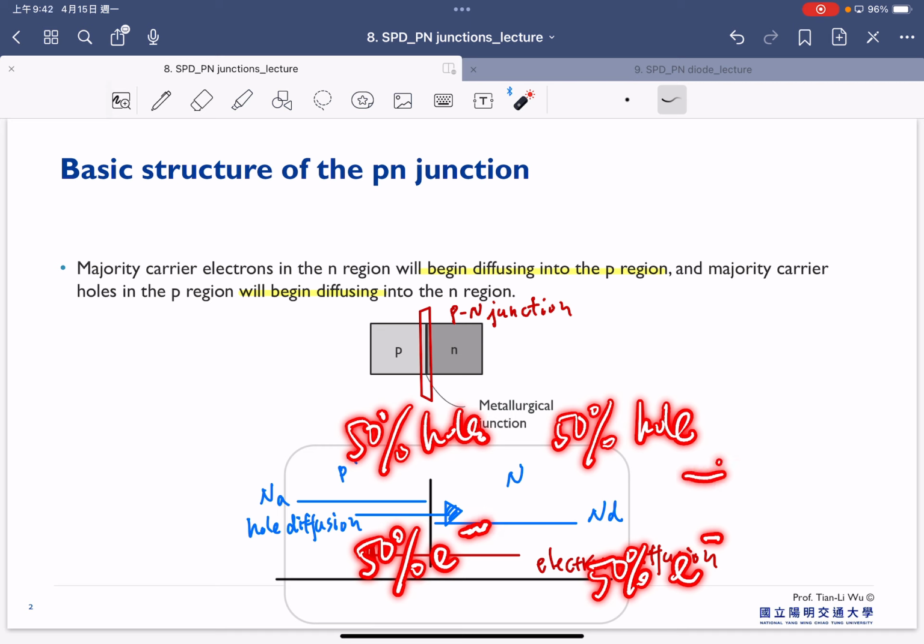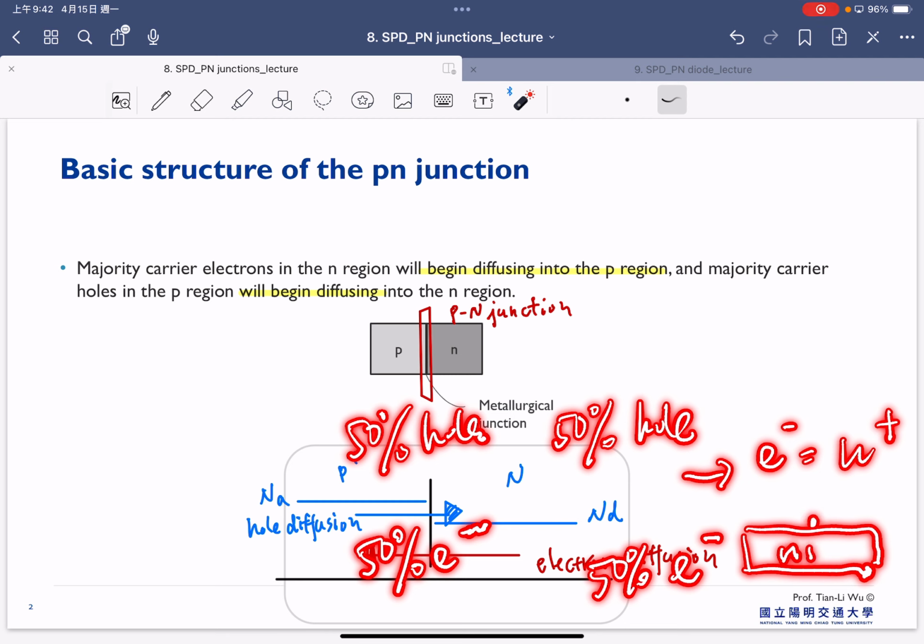But if this is the only mechanism, in the end this will become a neutral material. Because in this sense, the electron concentration will be equal to the hole concentration, and this will go back to a piece of semiconductor material that doesn't have N and P. There will be only intrinsic material, which is n equal to p, right? If diffusion were the only mechanism that can happen.